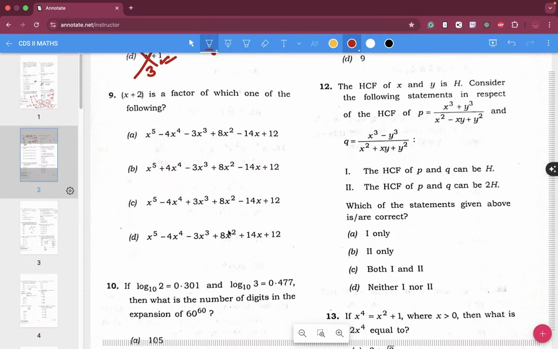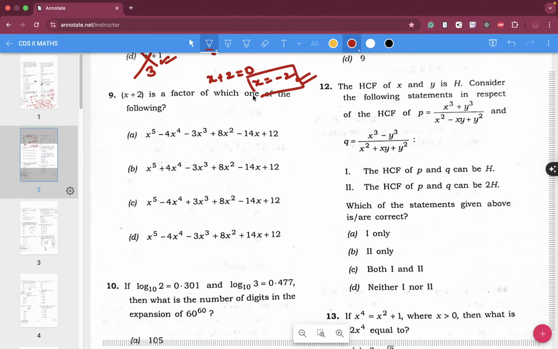So x plus 2 is a factor of which of the following? That is what they are asking. First of all, what you are supposed to do is forget the sign. If we have to write x plus 2 in a factor theorem, we equate that with 0, so the value of x is equal to minus 2.